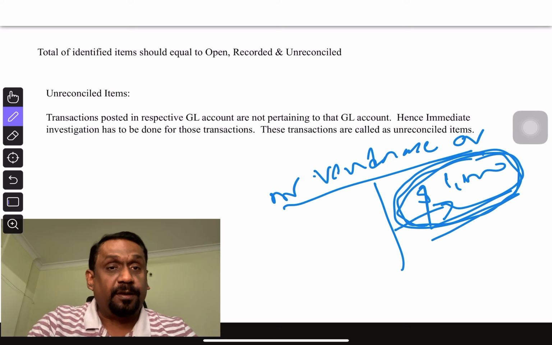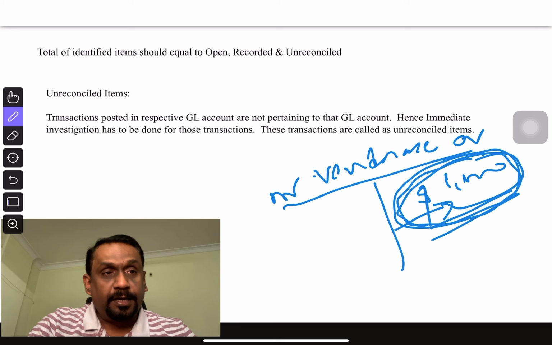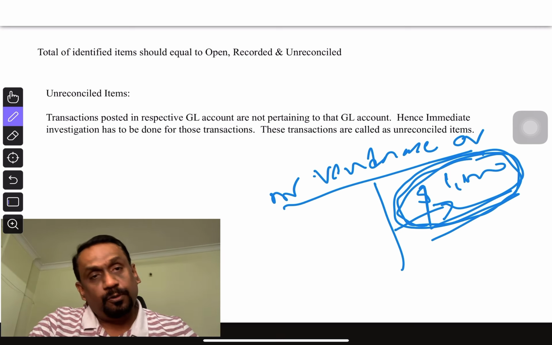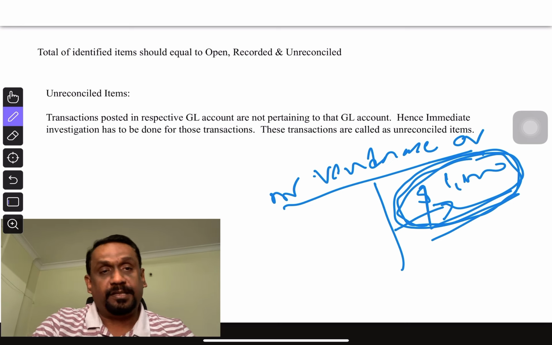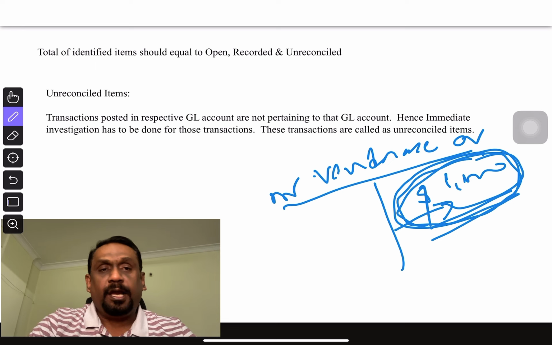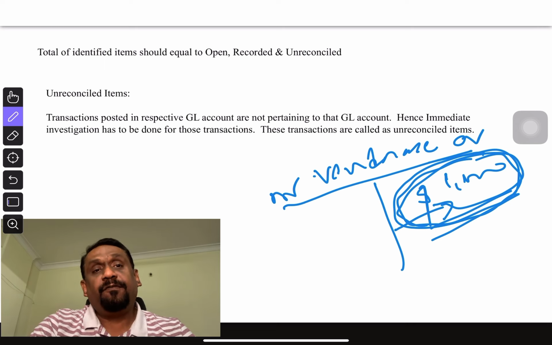you also need to work on follow-ups, you also need to work on backups, which I'm going to talk about in my next video, because now it's already almost 10 minutes. So I don't want to explain all those aspects. Again, those aspects are going to come in my next part, maybe part 3. But right now in this particular video, if you could understand what you mean by open item, recorded item and unreconciled item, I think that will be more than enough. I hope I made an attempt to clarify the meaning of these three items.